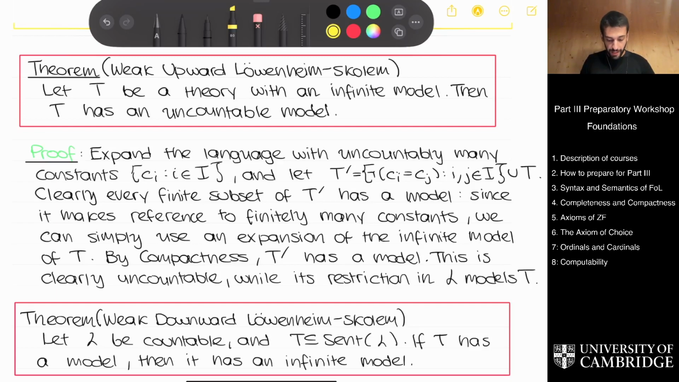And therefore, by compactness, T prime itself has a model because all finite subsets of it have a model. This model will clearly be uncountable, right? Why is that? Because T prime, this new theory, says that all of these constants are interpreted as different elements. Therefore, there must be uncountably many elements in our domain. If you consider the reduct of this, the restriction to the original language, this is a model of the original theory whose size is uncountable.